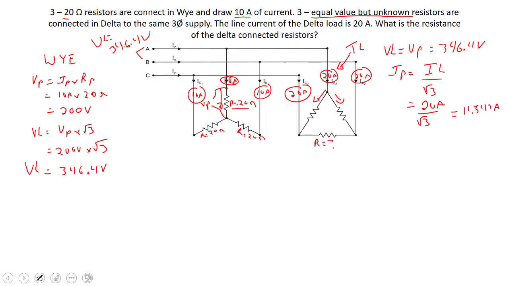Okay. So I know that through the phase, I've got 11.547 amps. And I know that the phase voltage is the same as the line voltage, 346.4 volts. So I can go ahead and determine the resistance now. R of the phase would be equal to my voltage of my phase divided by the current through each phase. So 346.4 volts divided by 11.547 amps should work out to be about 30 ohms.